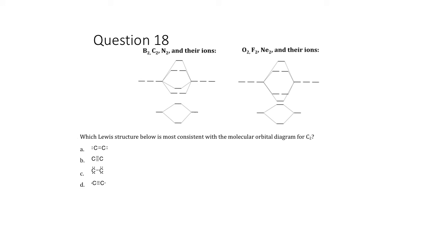Last question, which MO diagram or which Lewis structure is most consistent with C2? So for carbon, we're going to use the proper diagram for carbon. C2 would be 2s, 2p2. We should put 8 electrons in, 4 for each carbon. And so we're going to put 4 in for C2, 2, 4, 6, 8 electrons.